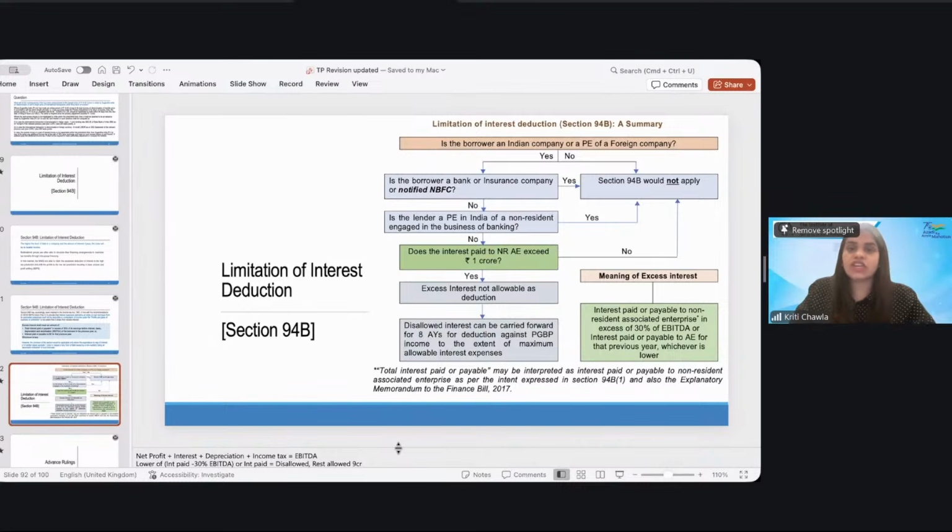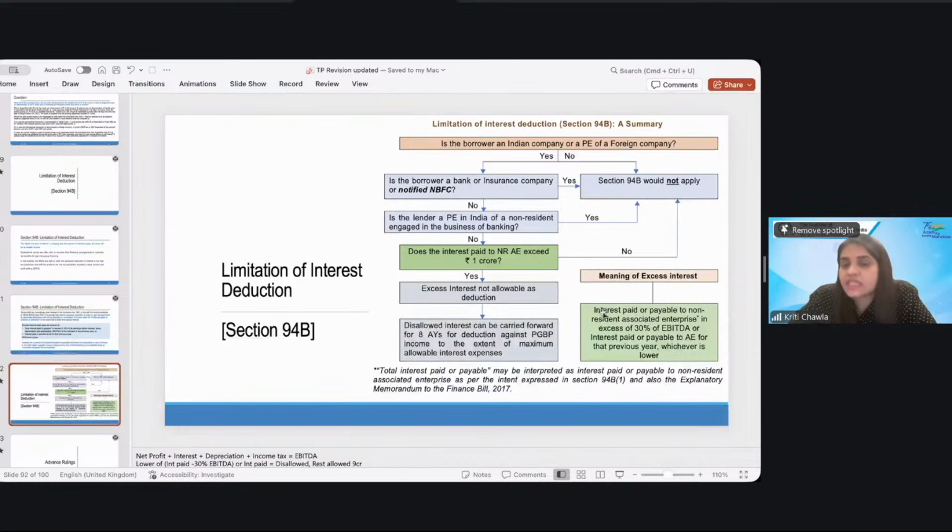Okay, so this is the chart that talks about limitation of interest deduction. The first thing that you have to see is: is the borrower an Indian company or a PE of a foreign company? If you say no, then this will not apply. But if you say yes, then is the borrower a bank or a notified NBFC? If you say yes, then it will not apply. But if no, then is the lender a PE in India of a non-resident engaged in the business of banking? If no, then you have to see: is the interest exceeding 1 crore rupees? If yes, then excess interest is not allowed as deduction.